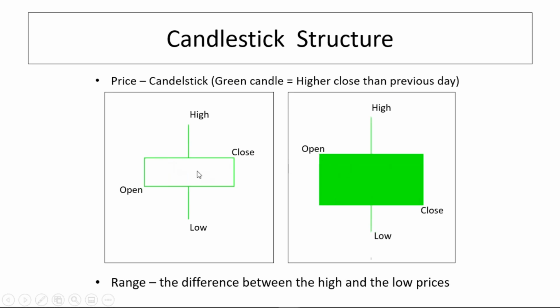You have two different types of green candles. You have an unfilled green candle, which means the close of the day was higher than the open of the day. And you have a filled green candle, which means the close of the day was lower than the open of the day. Both closed higher than the previous day's close, but the one on the right closed lower than where it opened. The one on the left closed higher than where it opened.